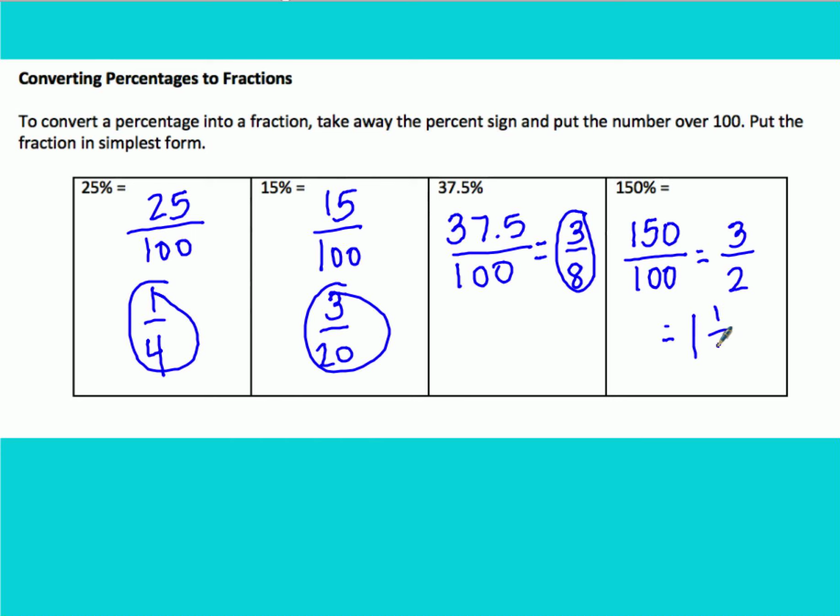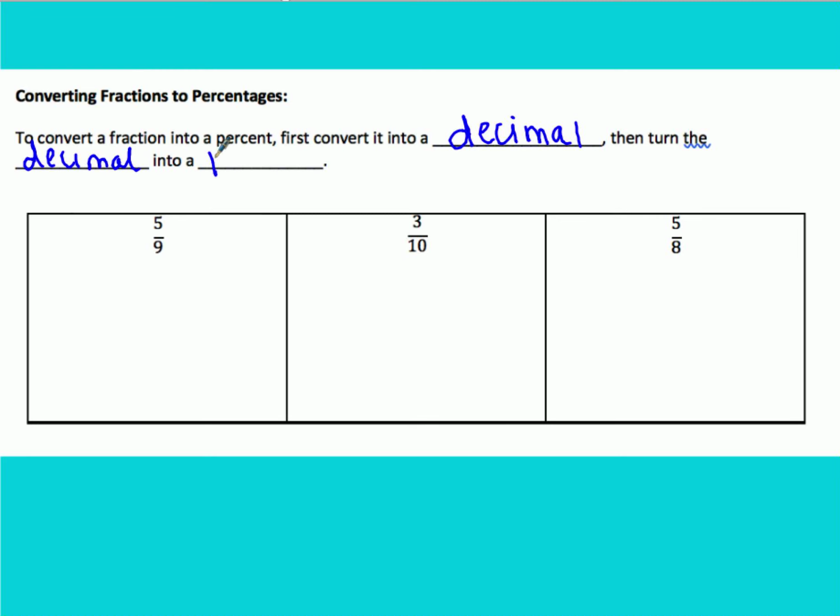Now if you want to go the other way and change a fraction into a percentage, the best way to do this is to first convert the fraction into a decimal and then turn the decimal into a percent. This is probably just the easiest way to do this, because we can easily change a decimal into a percent, and we already know how to change a fraction into a decimal. So we're just using skills that we've already learned and combining them here.